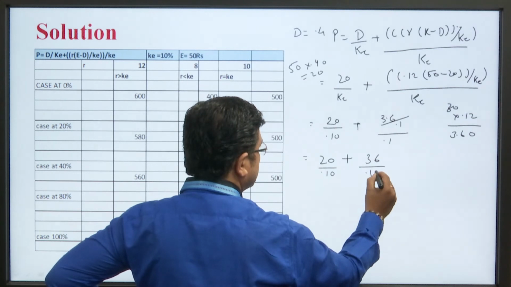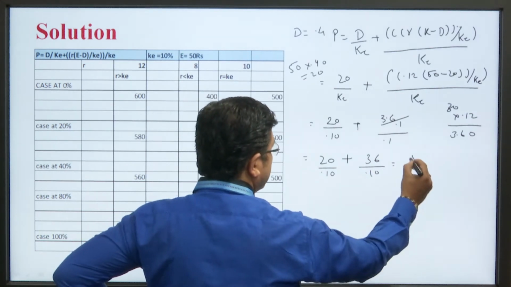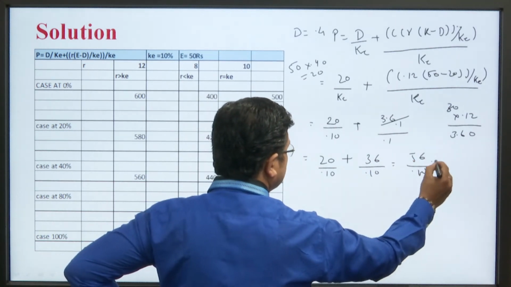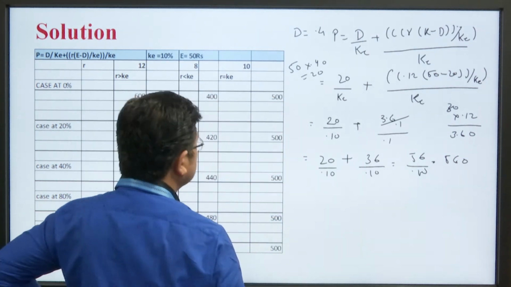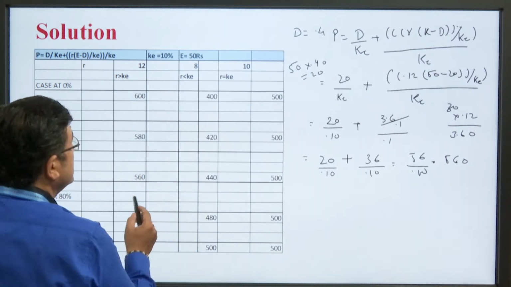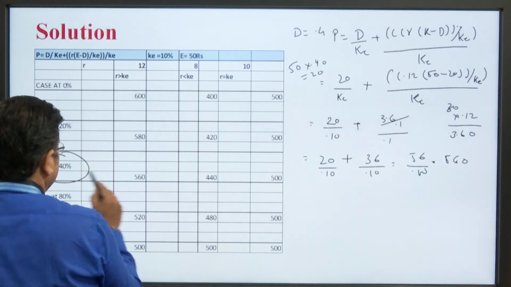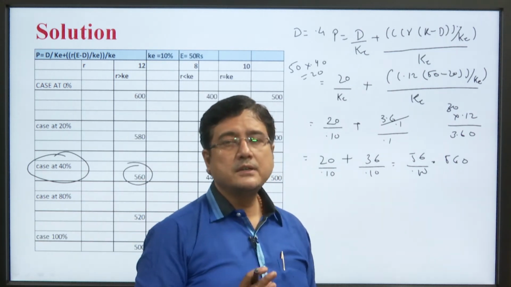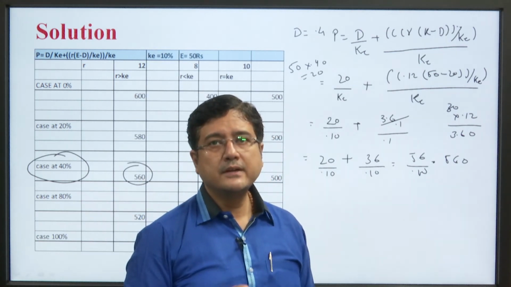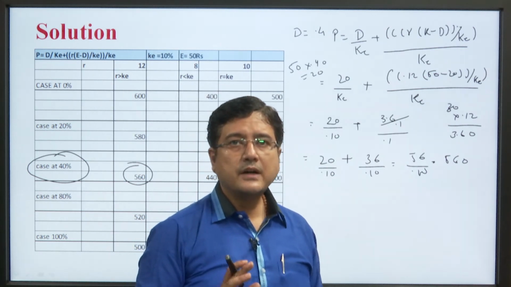56 divided by 0.10, 506. So, the answer is 506 when you pay the dividend of 40%.